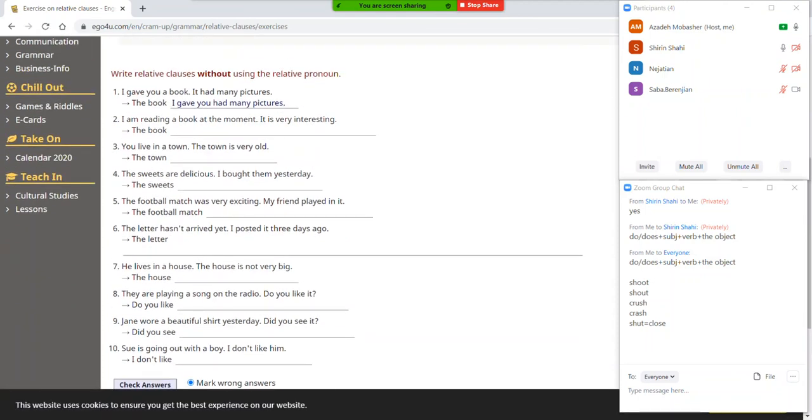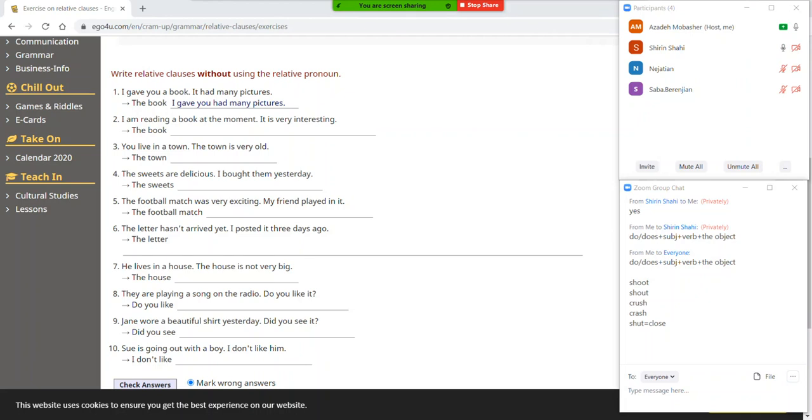Okay. Relative clauses. Of course, you just say them. You don't have to write. Without using the relative pronoun. Like the first one. I gave you a book. It had many pictures. The book I gave you had many pictures. I'm reading a book at the moment. It is very interesting. The book I'm reading at the moment is very interesting. Very good.